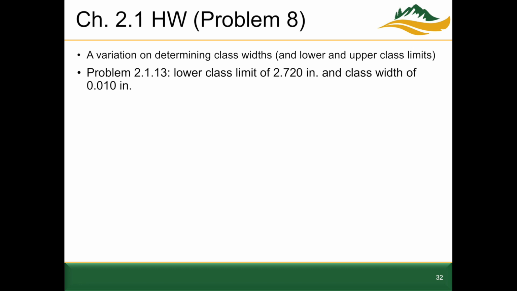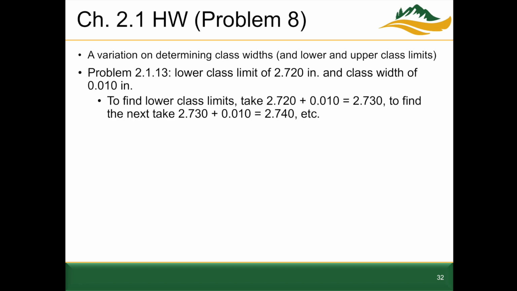Let's say we have a lower class limit of 2.720 inches and a class width of 0.010 inches. Now, to find the lower class limits, we'll take our first one that's given to us, 2.720. We add the class width here of 0.010. We get our second lower class limit of 2.730. Then to find the next lower class limit, we would take 2.730, again add our class width, and we end up with the next lower class limit of 2.740.